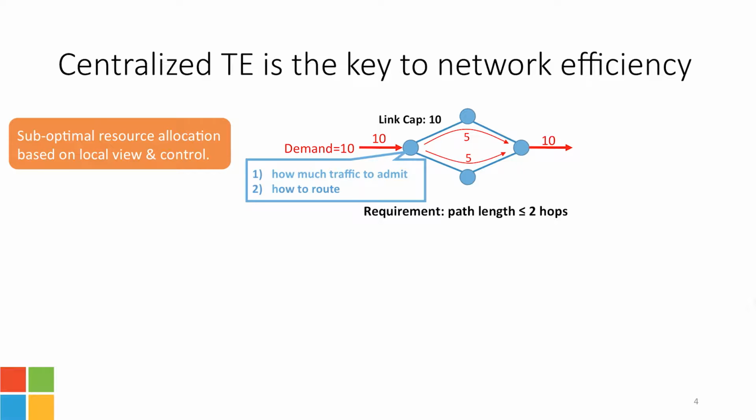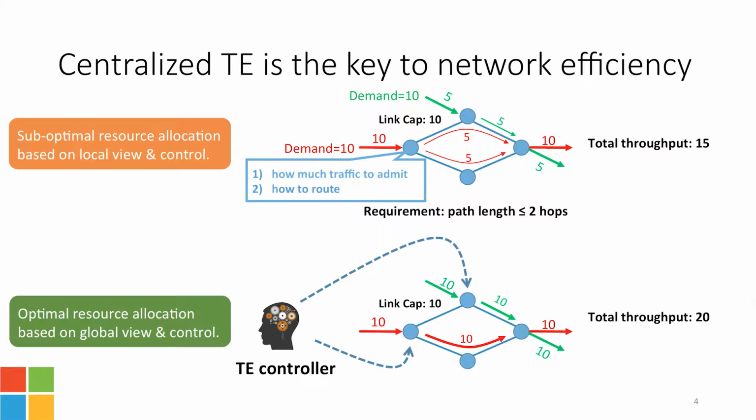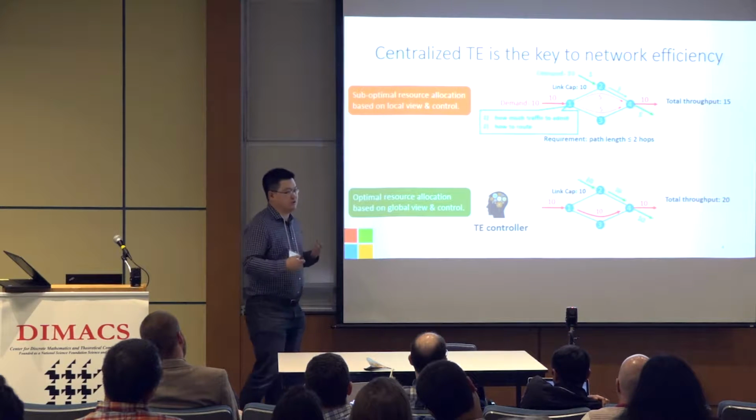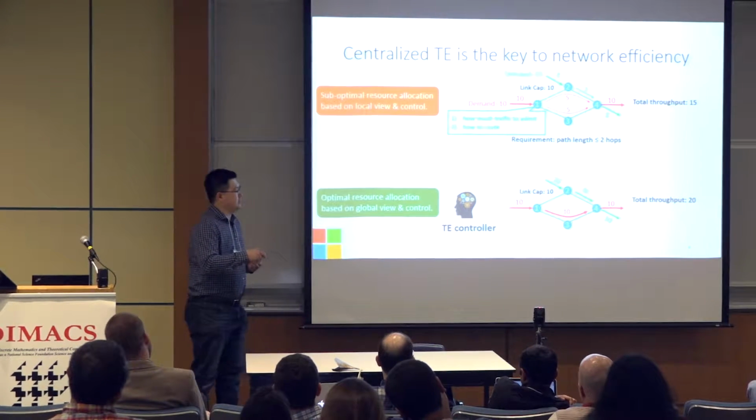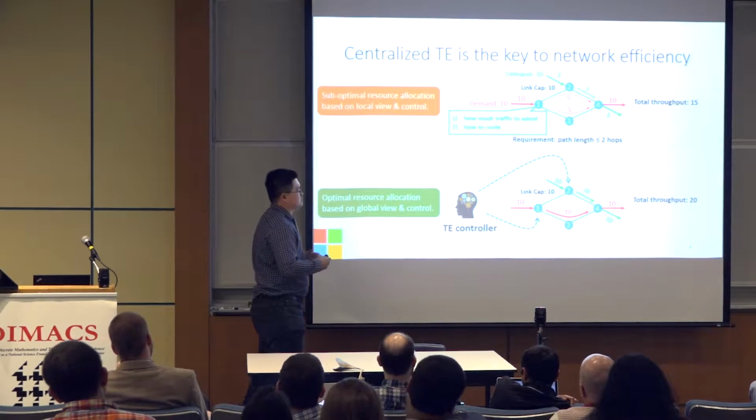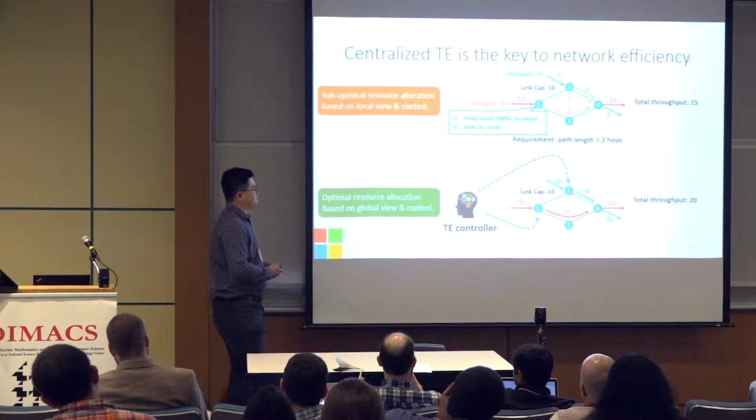Later, another flow comes from 2 to 4, and node 2 makes the same decision, but this time, 2 only sees 5 capacity from 2 to 4, so it only admits 5. So in total, the throughput is 15. Obviously, this is suboptimal because the optimal throughput should be 20. The suboptimality is caused by the local decision between 1 and 2. If we have a centralized TE controller that knows what's going on globally in the network, it can configure multiple devices to achieve the optimal throughput.